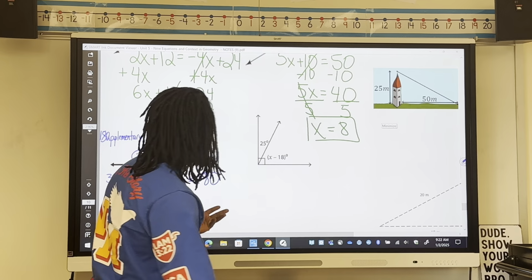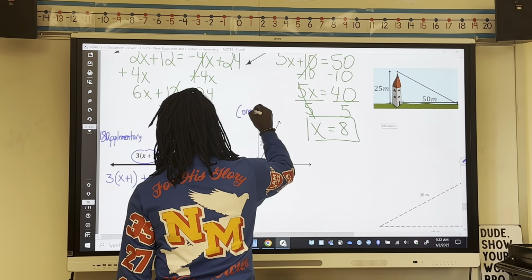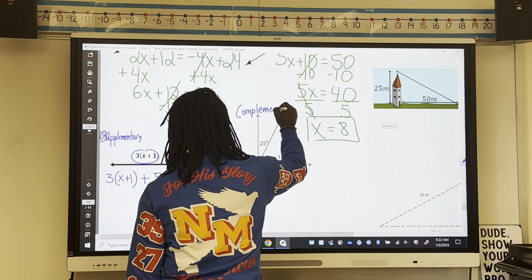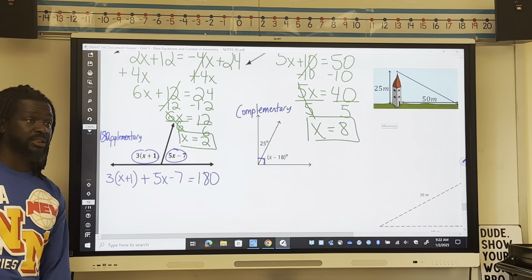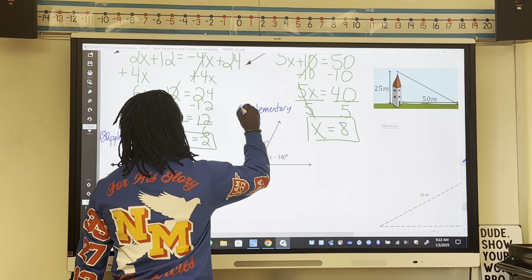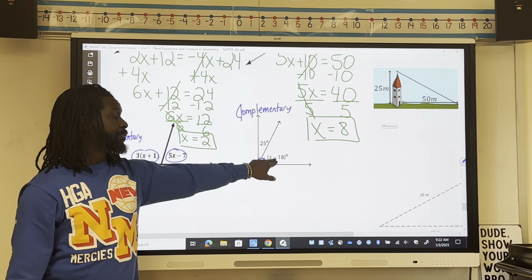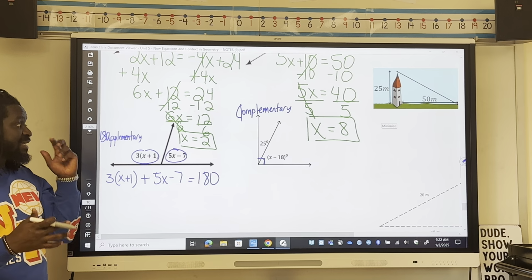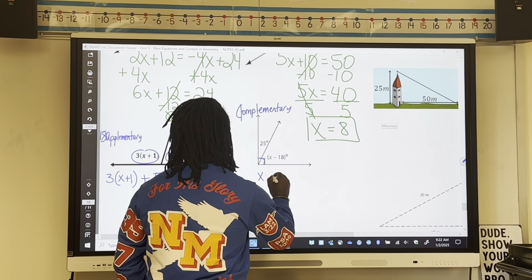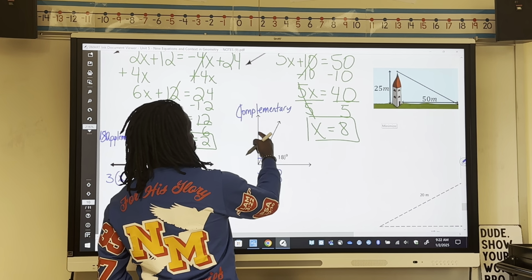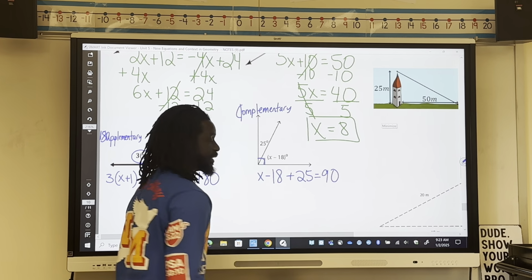Well, if I look at my other problem, okay, these two angles are complementary, okay? And we know that they are complementary because they add up to equal 90. And I know they add up to equal 90 because of that square, that right angle. So when I add 25 plus x minus 18, that's going to equal 90. So to set this one up, I would do x minus 18, take this angle, plus 25, and that's going to equal 90. All right.